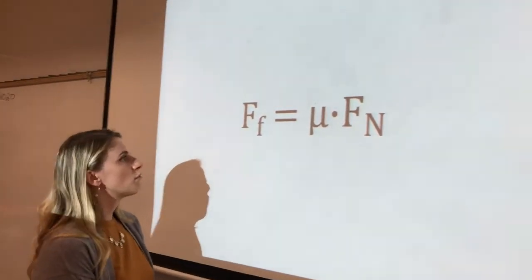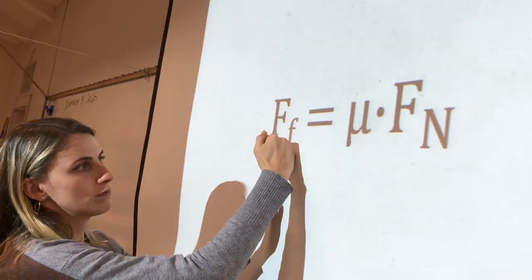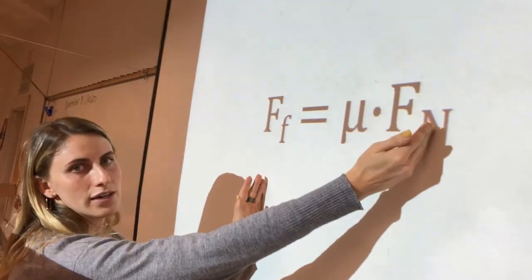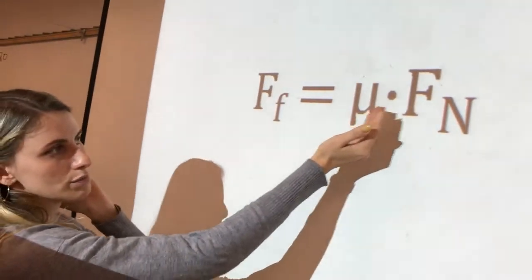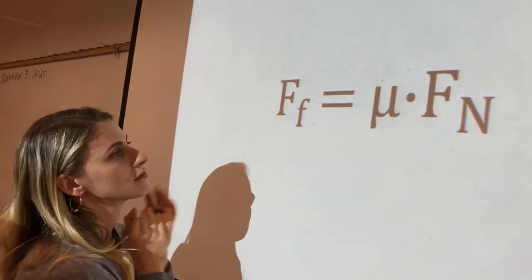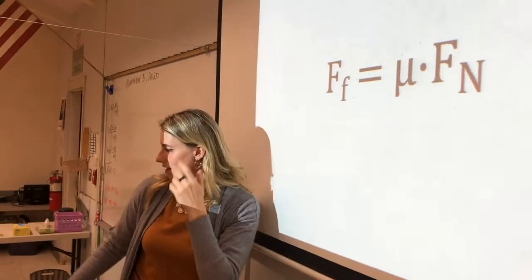Before we had mu equal the force of friction divided by the normal force, and we just moved that over here. Now we've got the force of friction equals mu times the normal force. So if you know the normal force and the coefficient of friction, you can calculate what the force of friction is going to be.